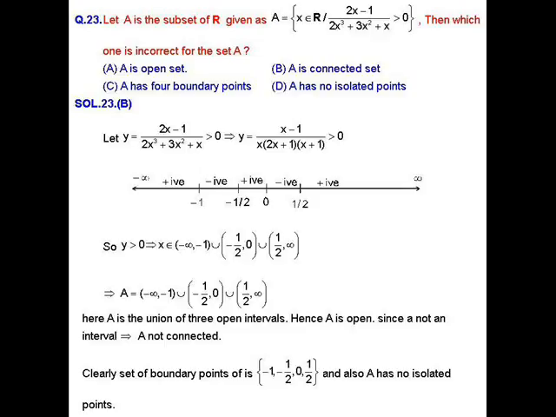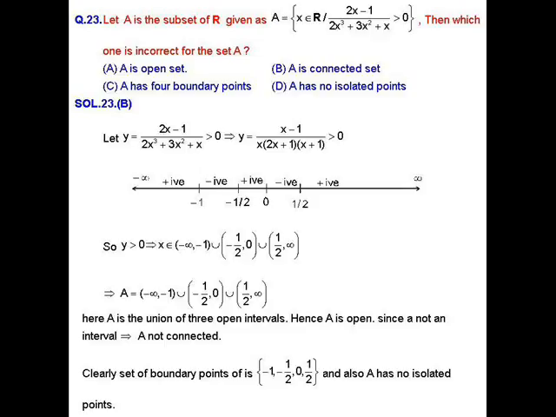Now, when x is strictly less than minus 1, the numerator part is less than 0 and also the denominator part is less than 0. So overall we have positive. So basically when x is strictly less than minus 1, y is positive. Now when x lies between minus 1 and minus 1 by 2, the numerator part, that is 2x minus 1, is negative, while the denominator part is positive. So overall we have negative, that is y is less than 0. So between minus 1 and minus 1 by 2, y is negative.